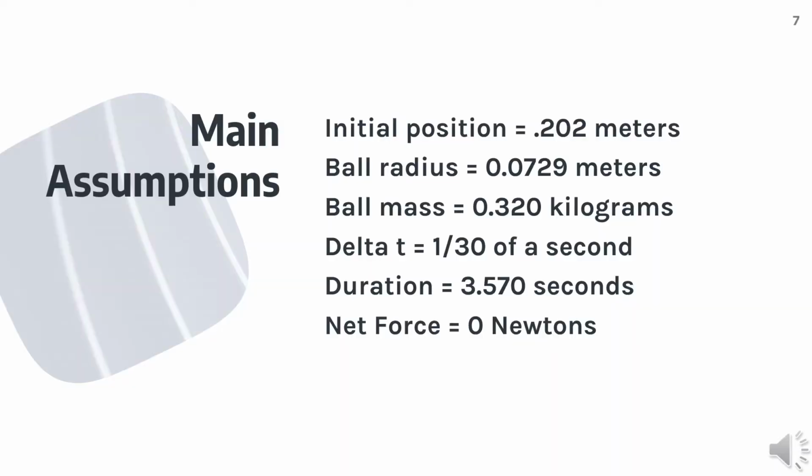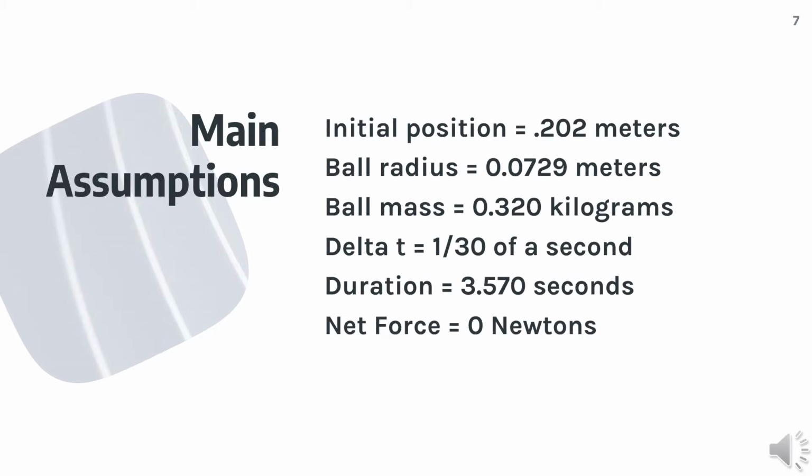In addition to the initial velocity, I am assuming the initial position is the same as the position of t equals 0 on tracker. I selected the ball's radius as 0.0729 meters, which is equivalent to my water bottle's radius of 2.87 inches. Similarly, for my ball's mass, I converted the 11.3 ounces to the SI units of kilograms. I kept both the delta t and the duration the same from tracker. Lastly, I assumed the net force is 0 newtons.